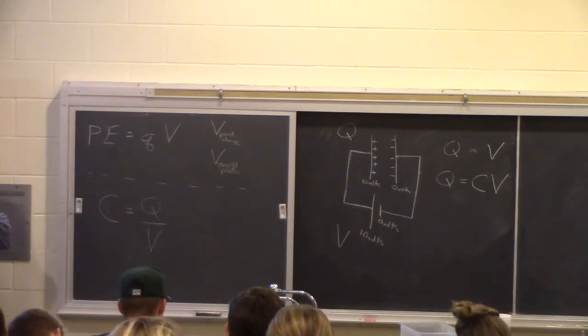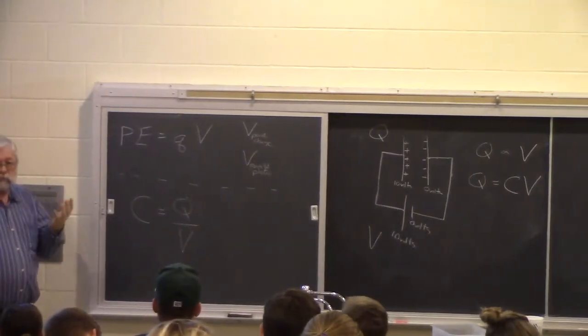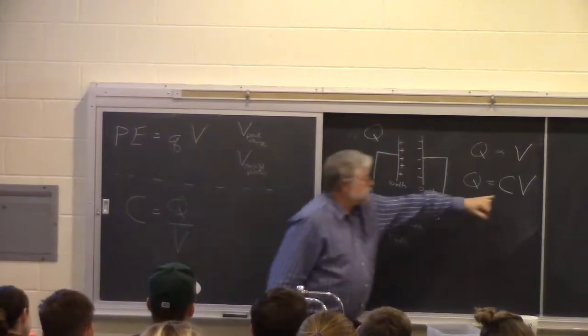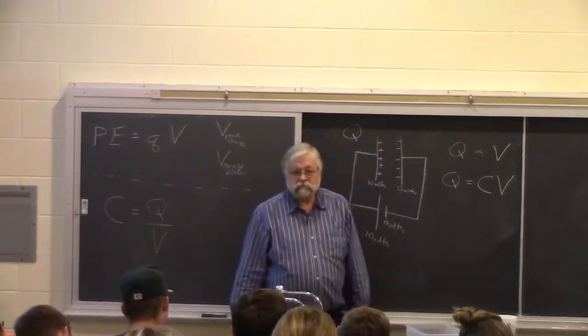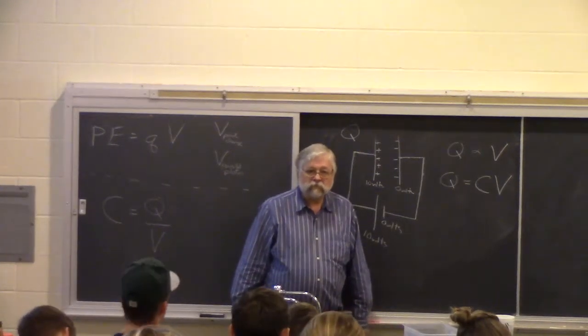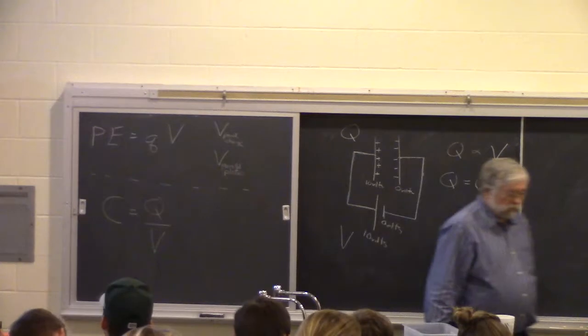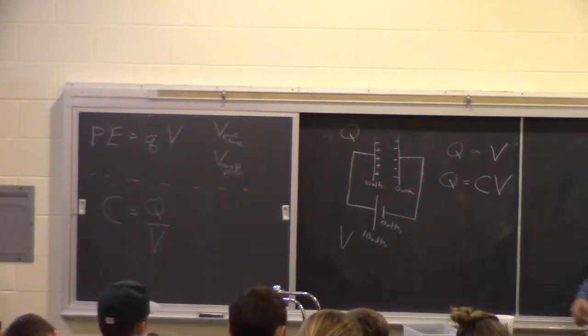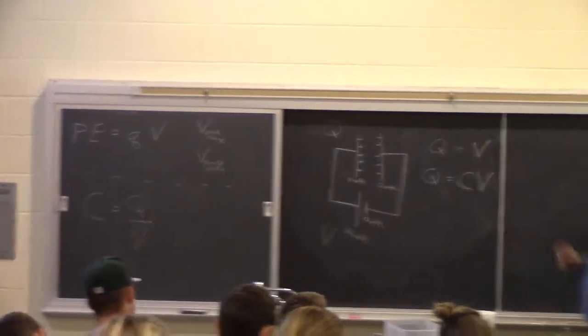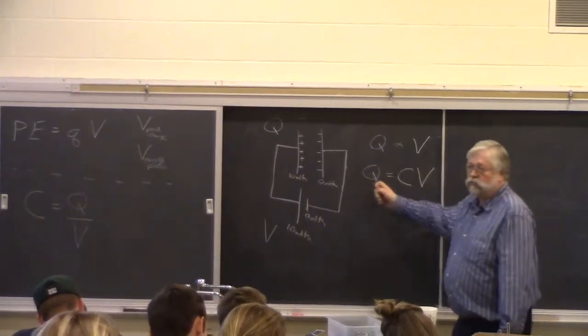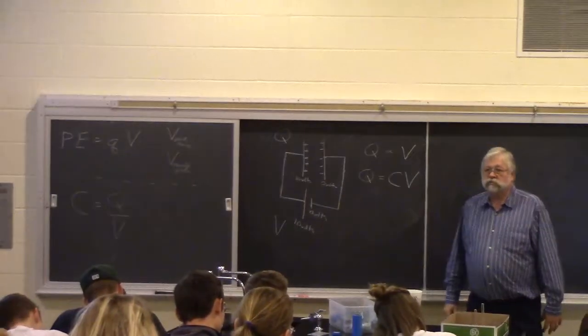C is the proportionality constant between Q and V. That's what capacitance tells you: it tells you how much charge you can store for a certain voltage.